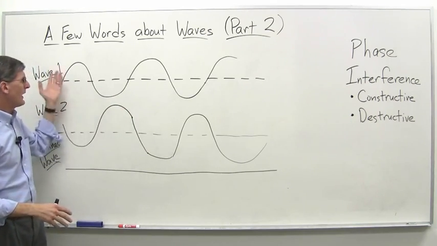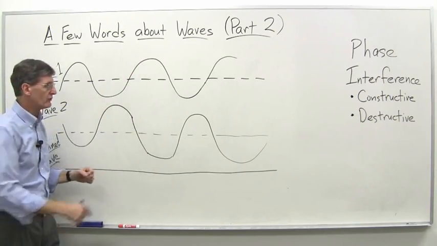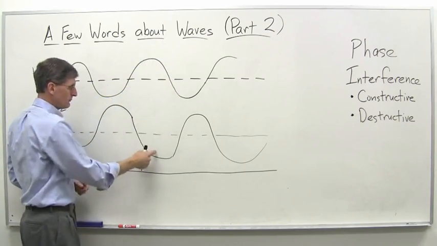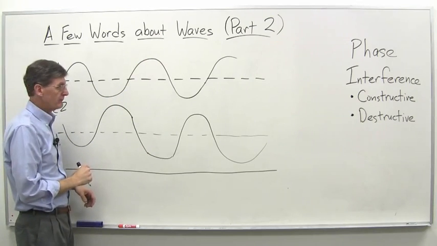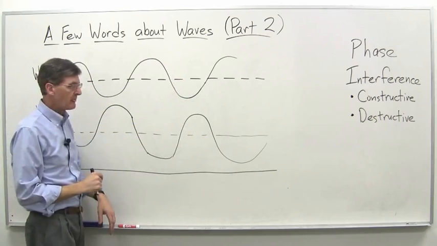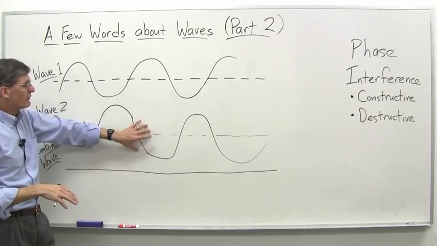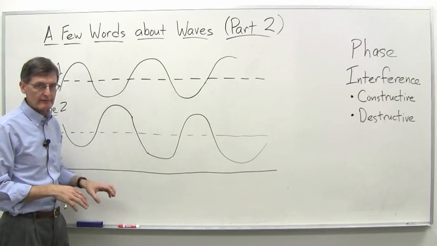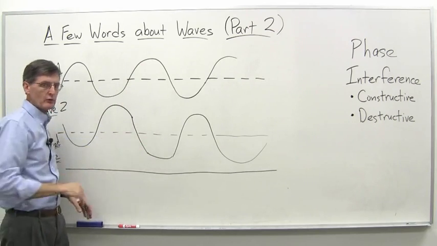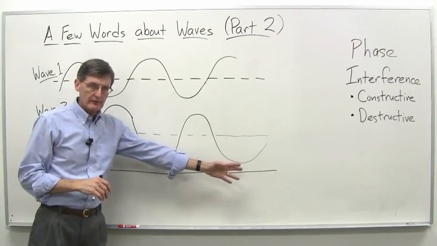Now you might say, well, what happens if the amplitude of wave number 1 is greater than the amplitude of wave number 2? So in other words, this peak is bigger than that trough is deep, or this trough is deeper than that peak is tall. Well, you'll still get destructive interference, but this wave will not completely cancel out that wave. And so you will be left with a little wave after that. You won't be left with nothing at all.